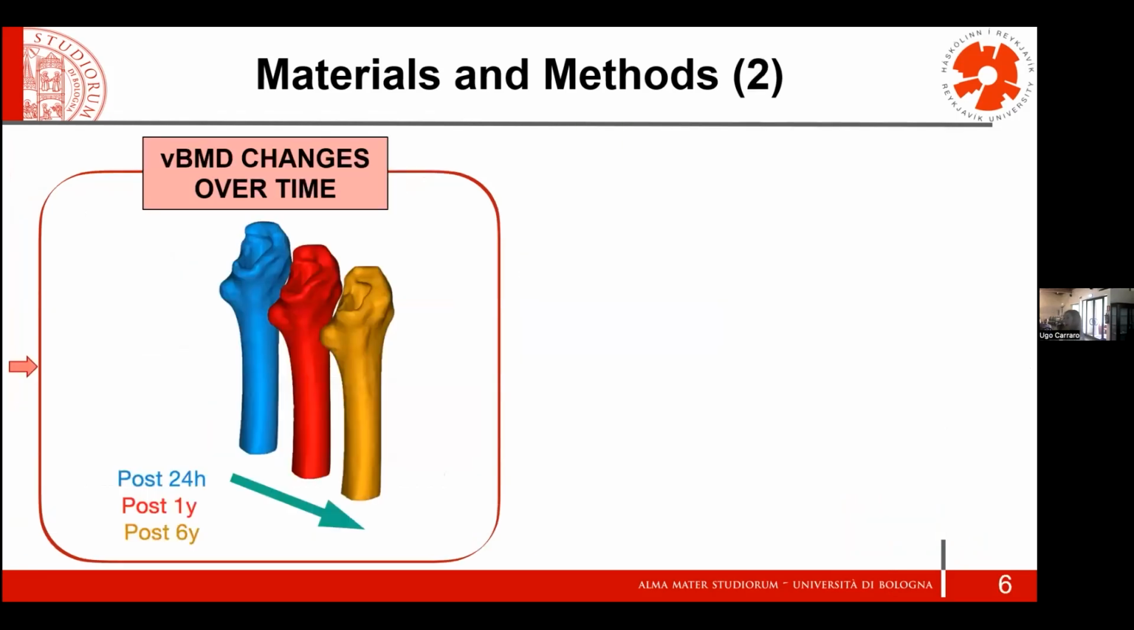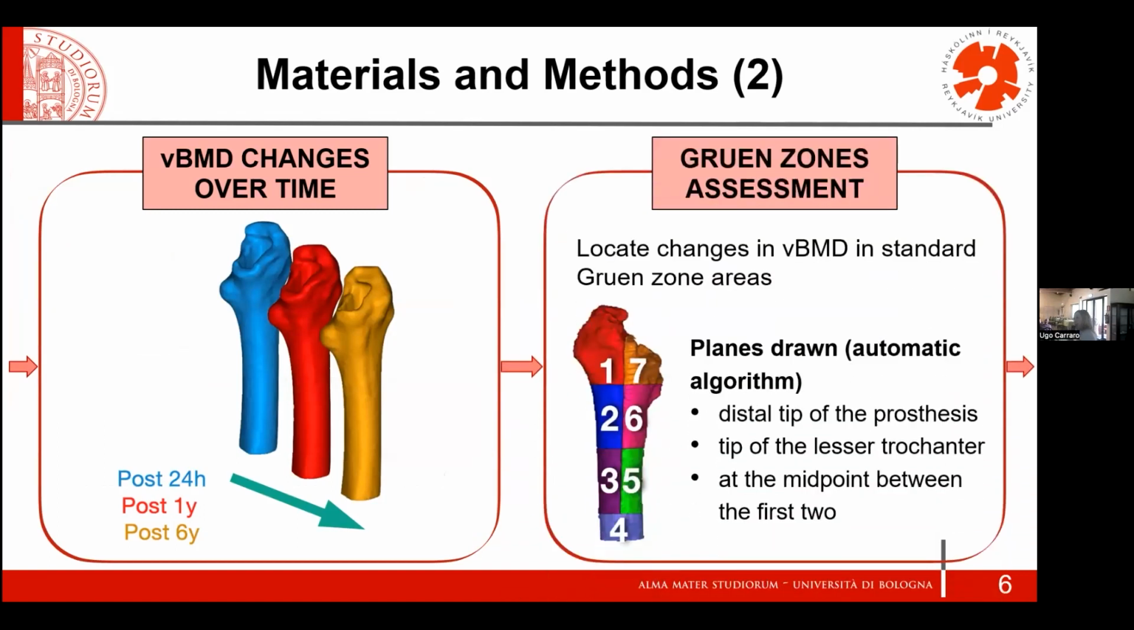So the bone mineral density evolution was then assessed over time, and also to better locate where these changes occur, we developed an automatic algorithm to split the femur in these 7 zones defined by the Gruen standard protocol. And so we can see here from the 7 zones how they are calculated.